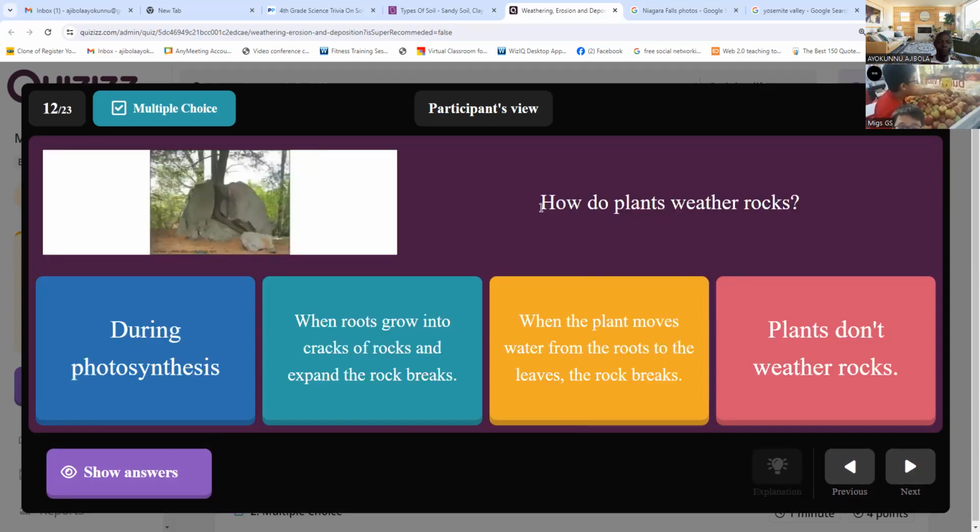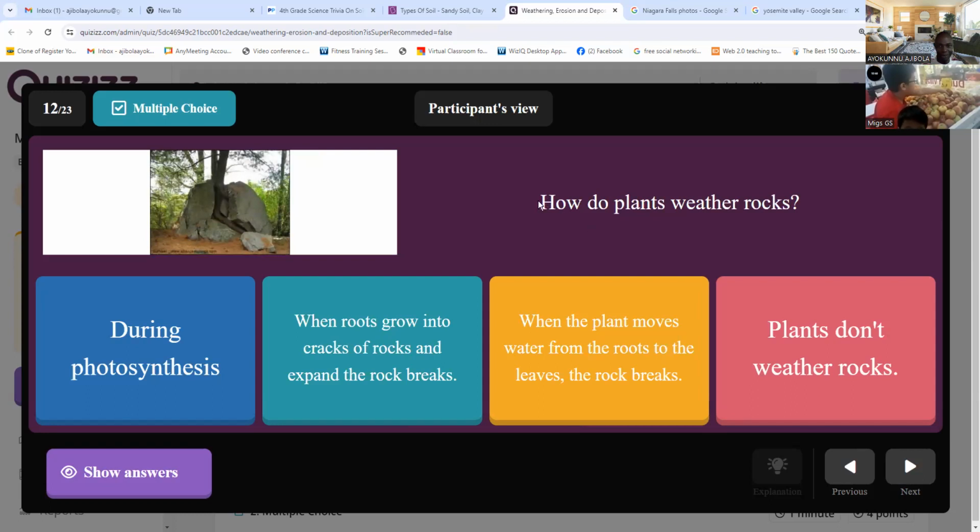Next: plants also weather rocks. Plants also break down rocks. I thought in the picture there was an elephant. Yeah, there is a tree. No, it's a tree. I just thought it was an elephant. In the picture it looks like the shape of an elephant. Anyway, it's a tree, and the roots of that.